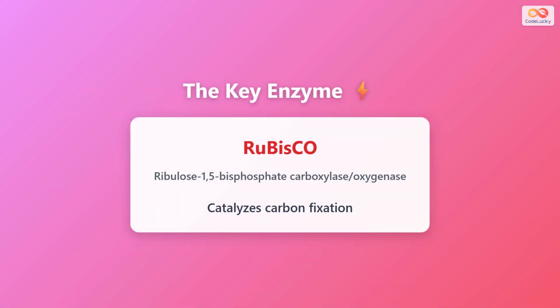The star enzyme of C3 photosynthesis is RuBisCO, which stands for ribulose 1,5-bisphosphate carboxylase oxygenase. Despite its complex name, RuBisCO performs a simple but crucial function. It catalyzes carbon fixation. This enzyme is responsible for capturing carbon dioxide from the atmosphere and attaching it to an organic molecule. RuBisCO is actually the most abundant enzyme on Earth, reflecting its vital role in sustaining life through photosynthesis.